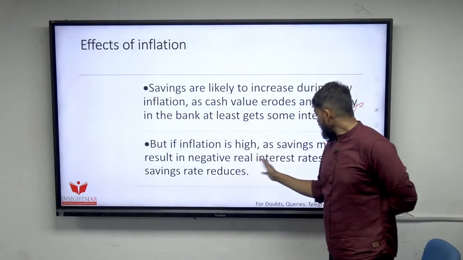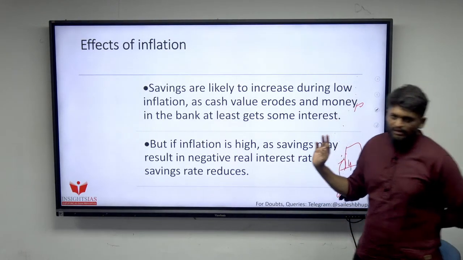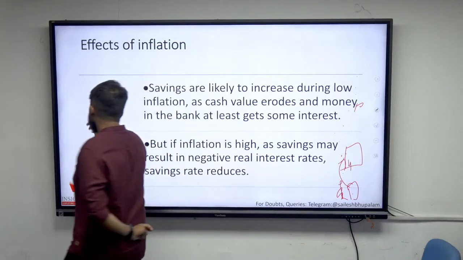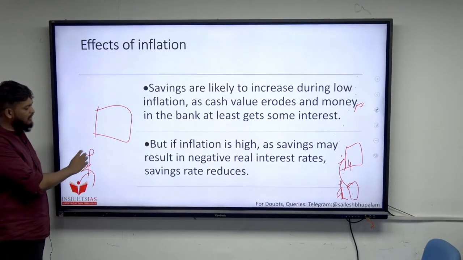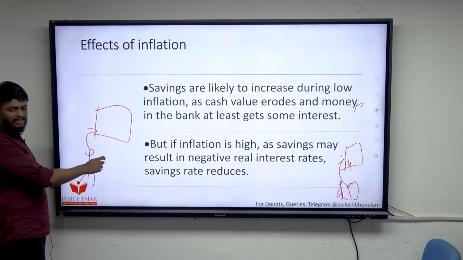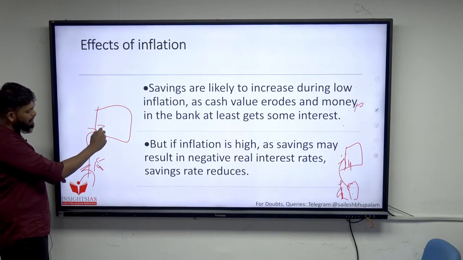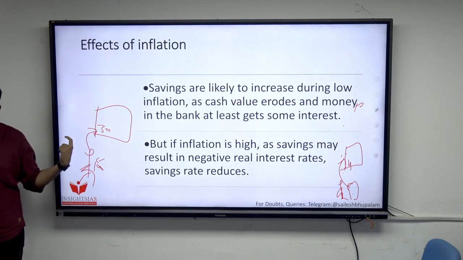Savings may result in negative interest rates, real interest rates. So savings rate reduces. What exactly is savings rate? If you aggregate every citizen in the country, how much money he has earned this month, out of that, imagine 30 rupees he puts into the bank account. This 30% is savings rate. How much money the country is earning is GDP. How much of this we are putting in the bank is savings rate.